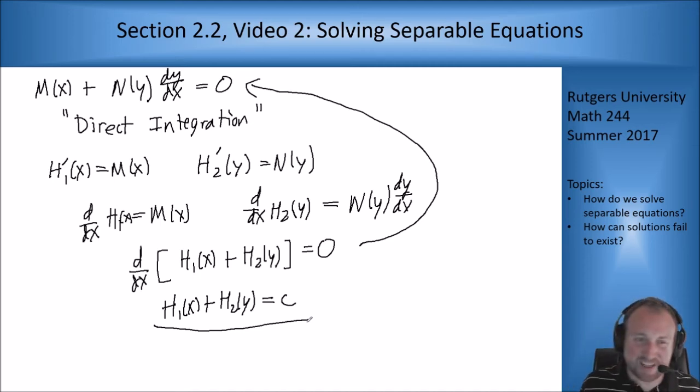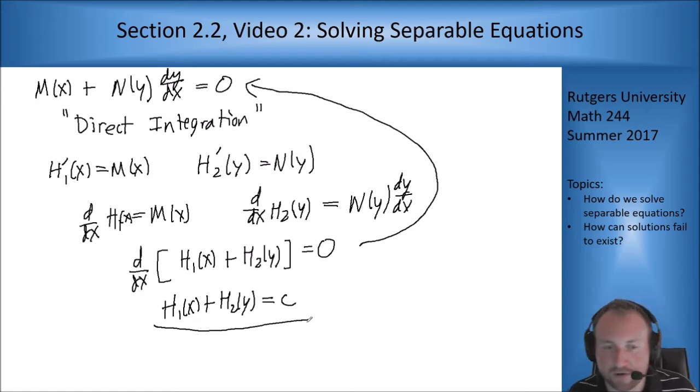You just find antiderivatives for the M and the N, and you get a solution of this form here, where it's H1 of x plus H2 of y equals some constant. You will then pick the constant based on the initial conditions by setting the values to where it's supposed to be and see what comes out.